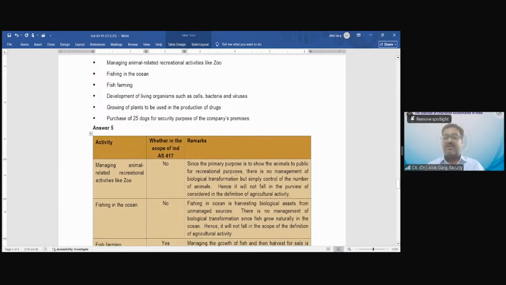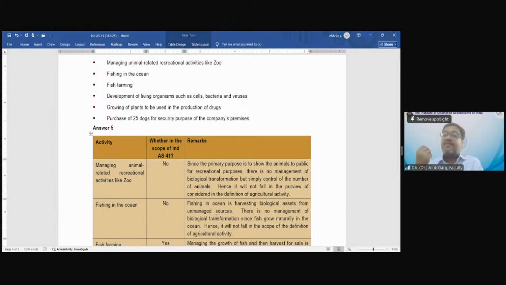Fishing in the ocean is also not covered under agricultural activity. Fishing in the ocean is harvesting biological assets from unmanaged sources. There is no management of biological transformation since fish grow naturally in the ocean. Hence, it will not fall in the scope of the definition of agricultural activity.